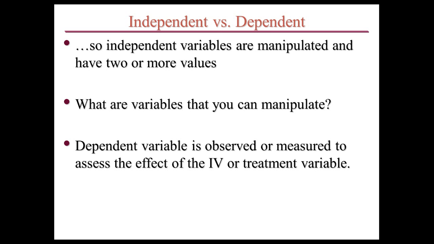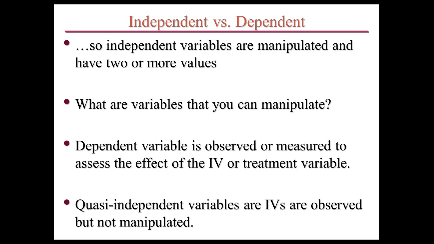And the dependent variable is observed or measured to assess the effect of the IV or treatment variable. So the dependent variable is dependent, that's the way of thinking of it, upon the independent variable. Quasi-independent variables are IVs that are observed but not manipulated. So that would be gender. You observe it, but as a researcher, you don't manipulate it.